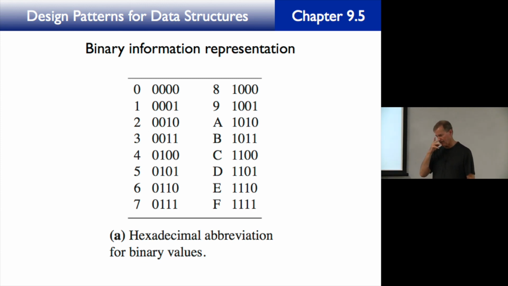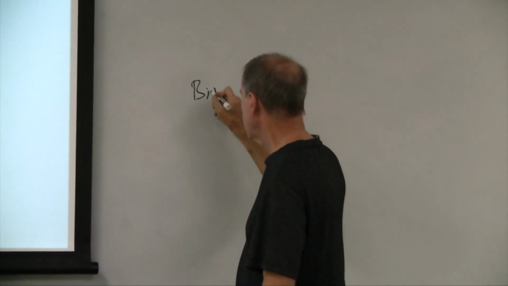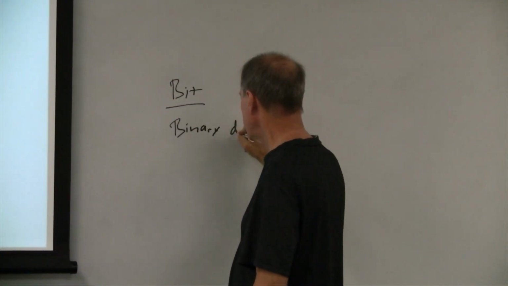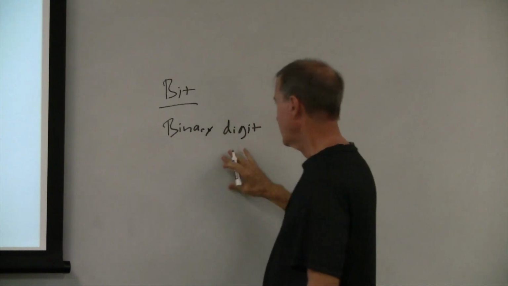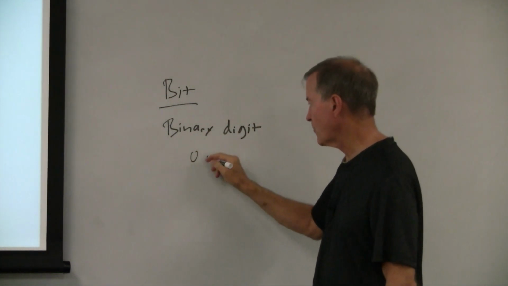Frequently in the material that we're going to do today and tomorrow, we will just use this hex abbreviation, but it's just an abbreviation for binary. Ultimately in the computer, everything is stored in binary. Oh, by the way, the word bit stands for binary digit, and a binary digit is 0 or 1.